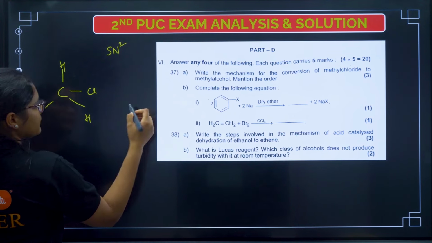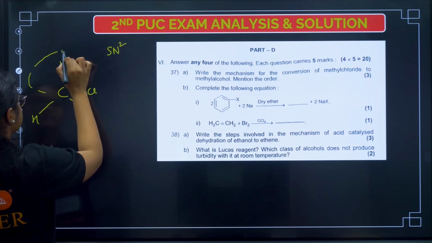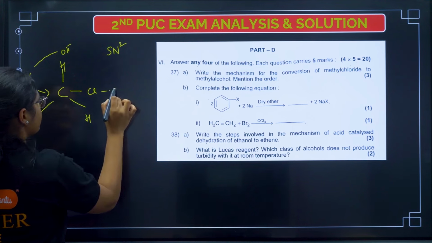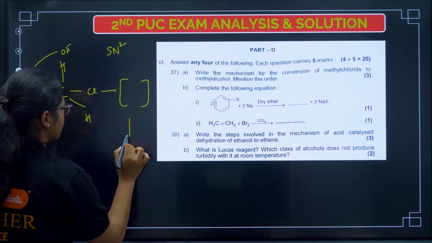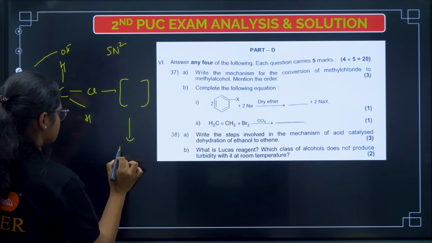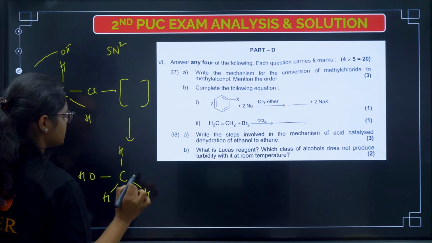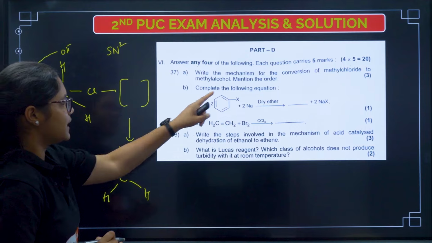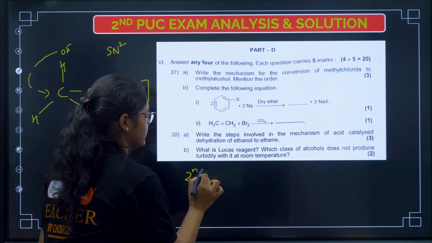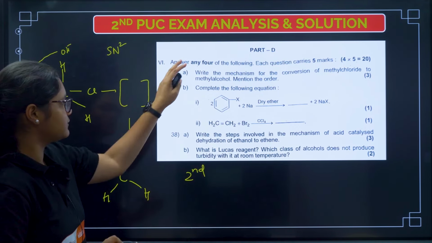And then methyl alcohol we have to form, right? So OH will attack from the opposite side, and then you have to draw the transition state and then the product. You have to show the reverse, right? OH is attacking on the other side. So this carries 2 marks, and mention the order, it is a second order reaction, right? So total 3 marks for part A.